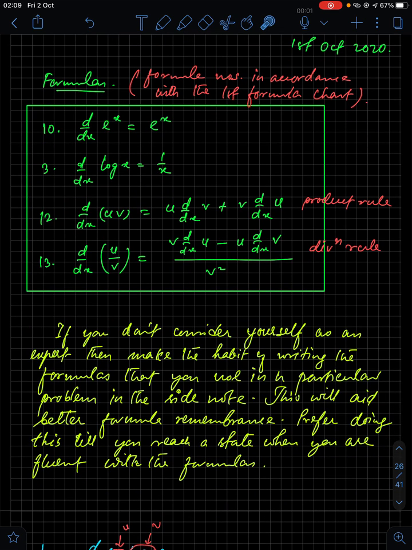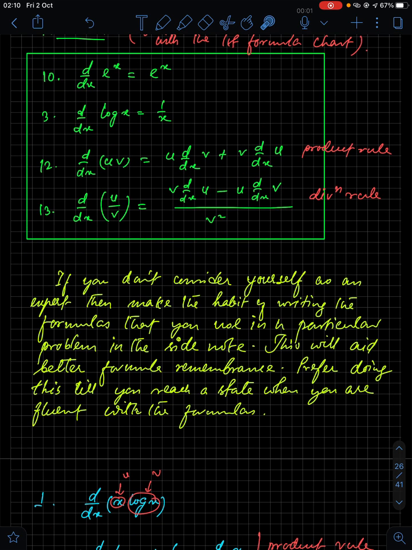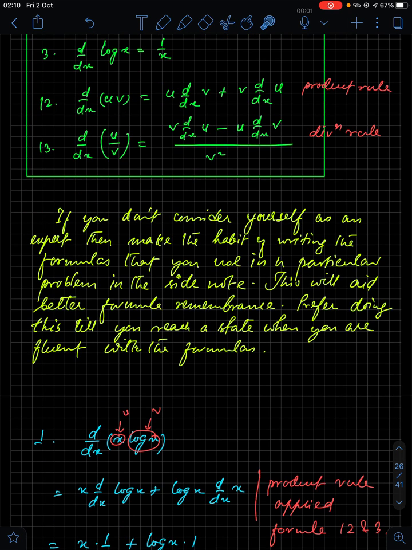Okay, so after that you have this product rule, which is d/dx of uv, u d/dx of v plus v d/dx of u. Now we dealt with this product rule in the previous class, I guess. Next is d/dx of u by v, which gives you v d/dx of u minus u d/dx of v divided by v square. Okay. So till you become an expert in solving calculus problems, you'll have the habit of writing down the formula on the right side of your page, I mean on the side note. Okay. In that manner, you can memorize the formulas quickly.